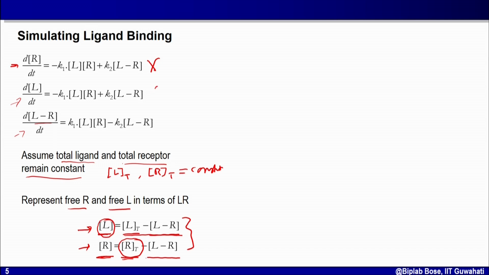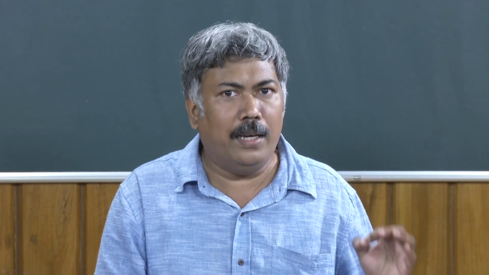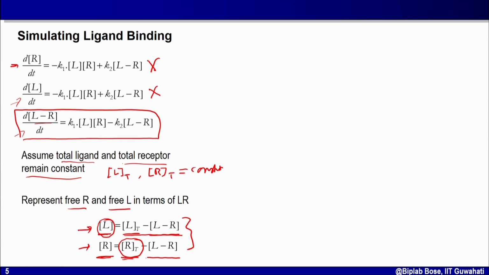I don't require the ordinary differential equation for L either, because I have expressed L in terms of a constant, LT, and LR. What I require is only the ordinary differential equation for LR, because if at any moment I can calculate the amount of LR, then I can easily calculate the amount of free ligand and free receptor by these two algebraic relationships.